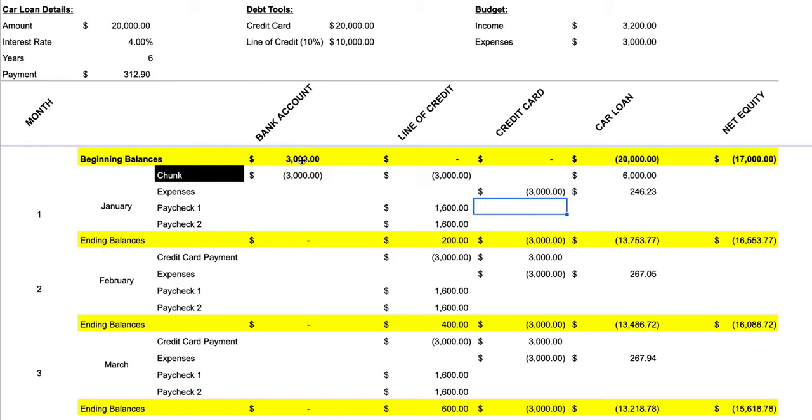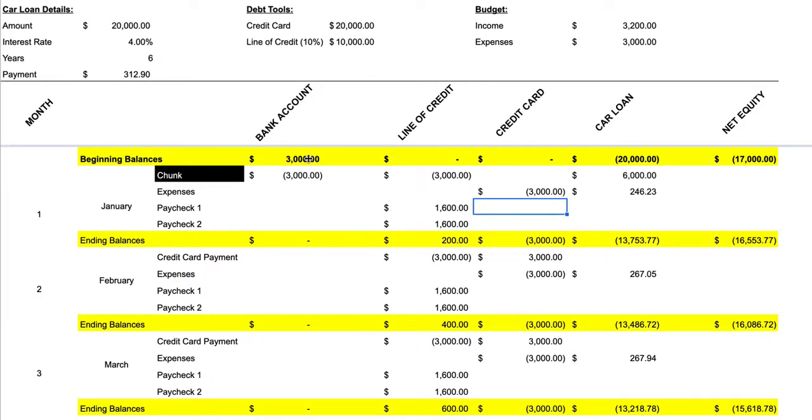So let's get into this. Now let's say you got the car loan, and you're at the start of paying it back. So you have $3,000 in your bank account, right? You have $20,000 to pay back, and the line of credit and the credit card balances are at zero. You haven't used them yet. They're available, but you haven't used them yet. So your credit card is in your wallet, and for your line of credit, you go online and you've got an account.